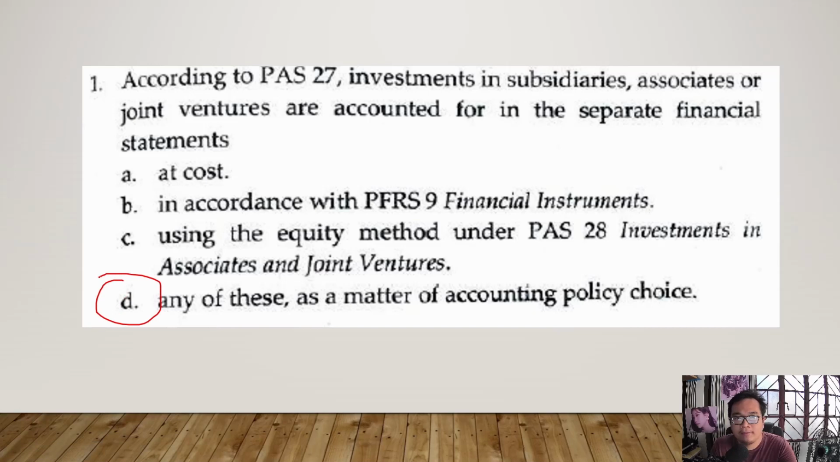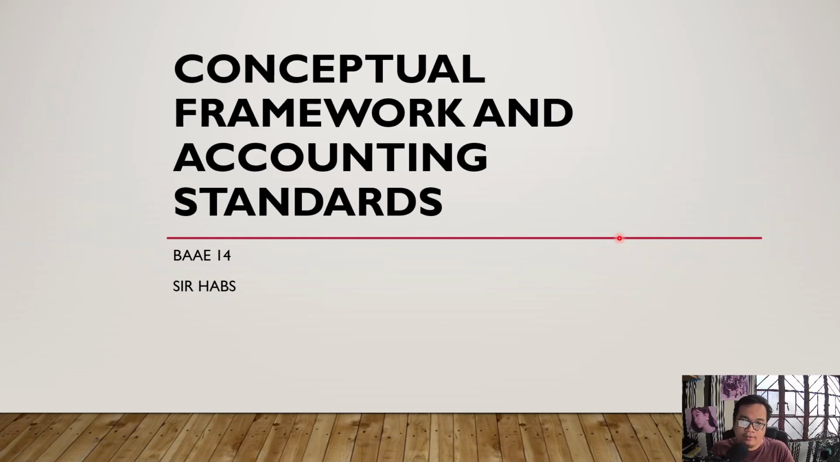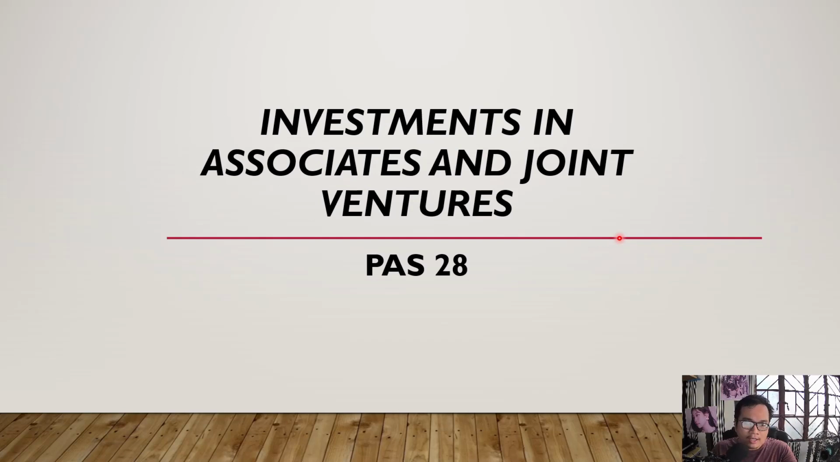So, hello. Dito ngayon sa next topic natin, which is investment in associates and joint ventures under PAS 28. Kung napagdaanan nyo na ito, this is under Intermediate Accounting Part 1, sa assets dinidiscuss. Yung first discussion ay yung investment in associates and joint ventures.